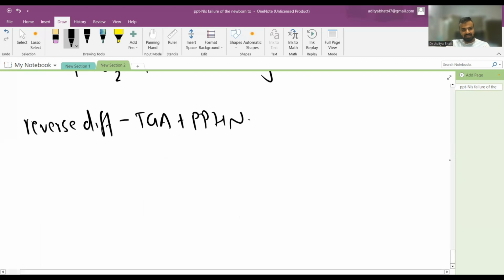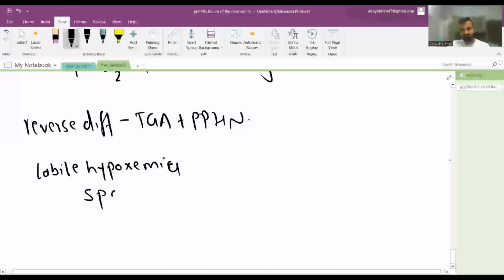Also, there is a labile hypoxemia. Labile hypoxemia and fluctuating SpO2, because see, the pressures of the lung depend.